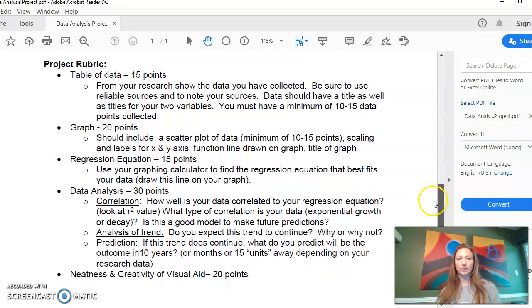here is the outline of what I would like you to do. You're going to need 10 to 15 data points. So that means usually your data will be collected over time. So it could be over 10 to 15 years or months or weeks. It just depends on what kind of data you're collecting. But you want 10 to 15 data points at minimum so we have enough data collected to be able to do some analysis on. Okay, once you get that data, I would like you to make a table and a graph first using your data.